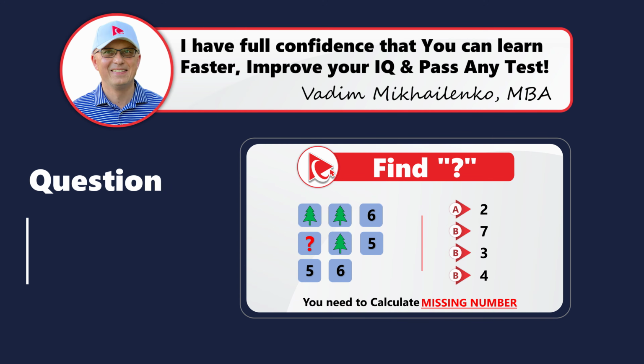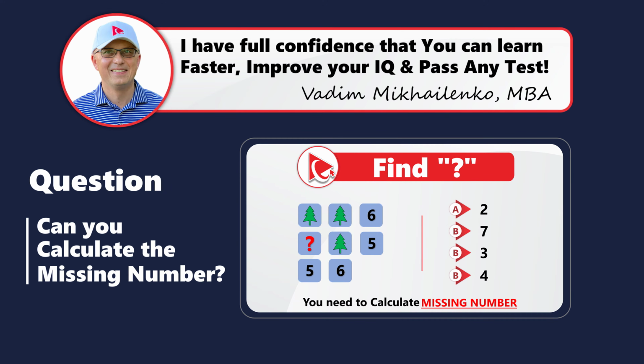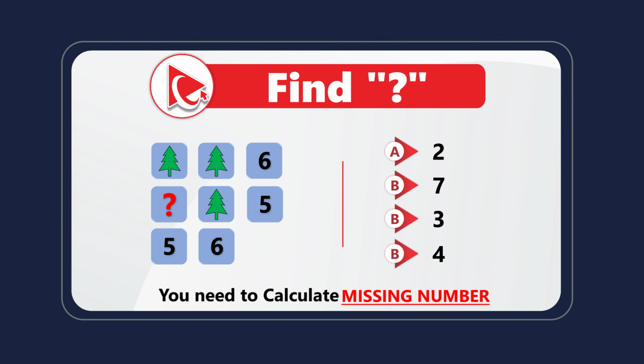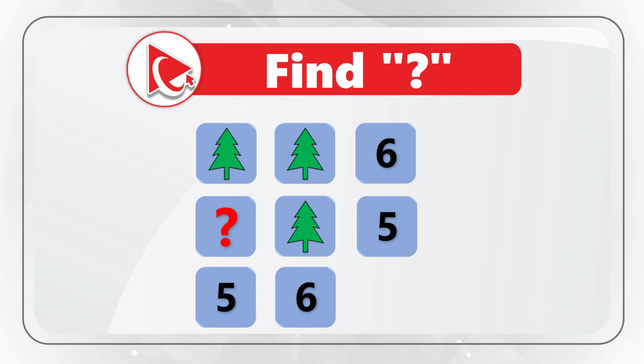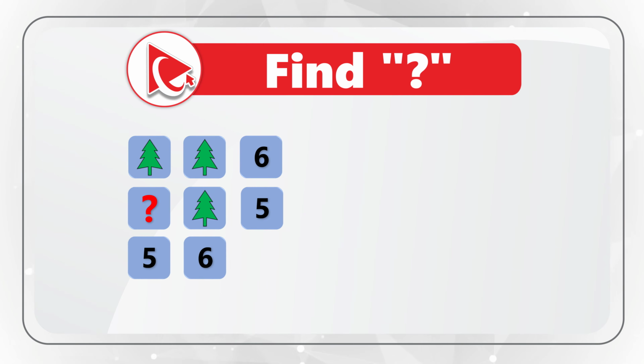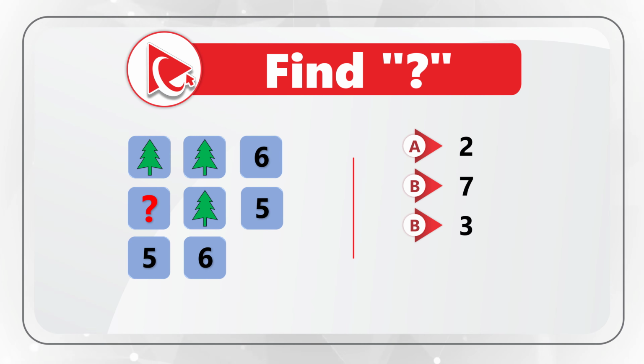Here's a phenomenal question where you need to find the missing number. You're presented with almost a 3 by 3 shape, which contains evergreen trees, numbers, and the question mark. Based on what you see, you need to calculate the missing number, and you have 4 different choices. Choice A, 2, choice B, 7, choice C, 3, and choice D, 4.